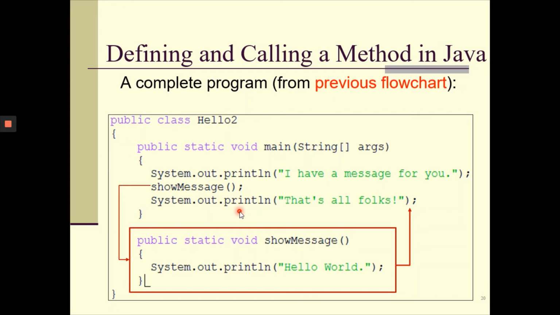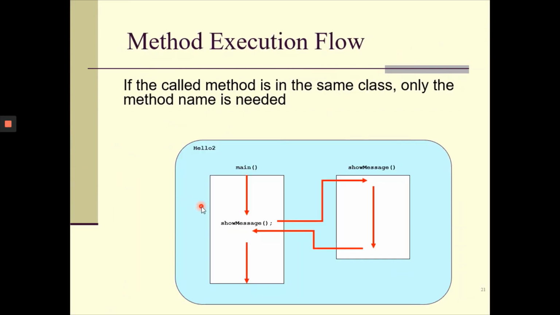The statement after the method caller. So finally you are going to get "I have a message for you" as output, and after that is "Hello world", and the last one will be "That's all folks". Okay, this is the representation of your class.